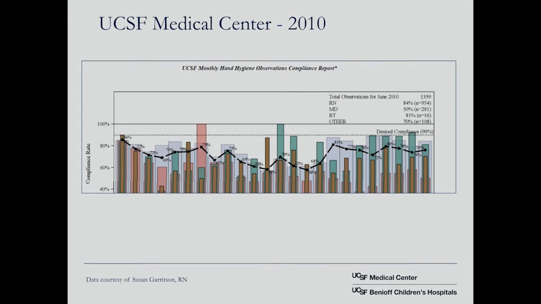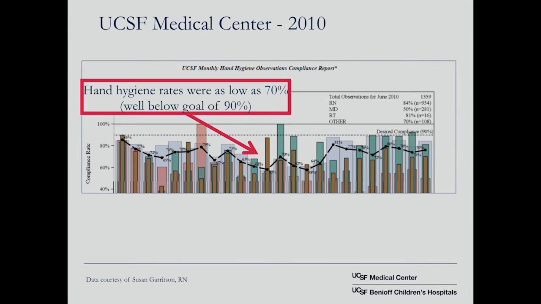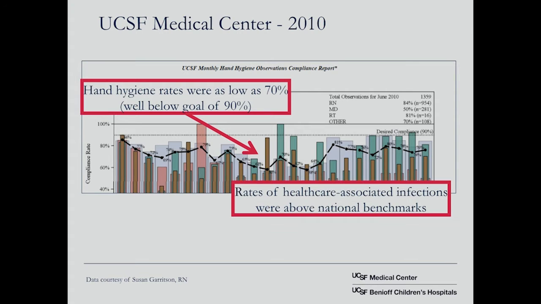In 2010 at UCSF Medical Center, our hand hygiene rates on inpatient units were well below our goal of 90%. As a result of that, our rates of several healthcare-associated infections were well above national benchmarks, and we were exposing our patients to unnecessary patient safety risks. This clearly became an organizational priority to address, and in the following slides, we'll use the example of hand hygiene as a way to illustrate how a complicated QI problem can be broken down and addressed in a stepwise fashion.